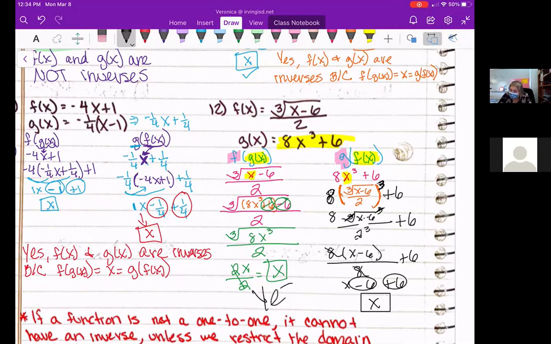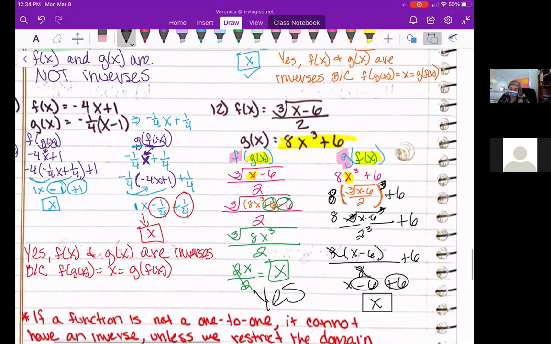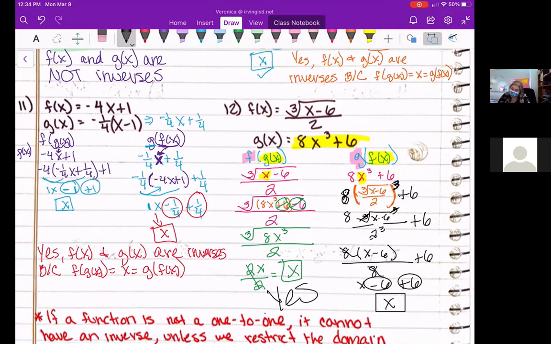So yes, they are inverses for the same reasons as number 10 and 11, but I ran out of room to write all of that. They equal each other.